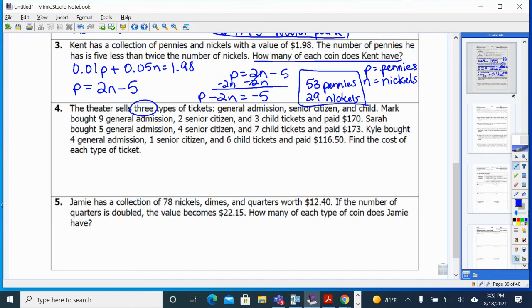So I like this type of word problem. It's very easy to set up. Each person, Mark, Sarah, and Kyle, are all going to have their own equation based on what they purchased. I'm going to let G be general admission, S be senior citizens, and C for child. Now, you do not have to use a G and an S and a C, and I should have said that back on number 1. You don't have to use these letters. You could always choose to use X and Y, or in this case, an X and a Y and a Z.